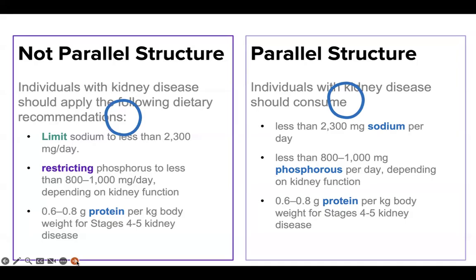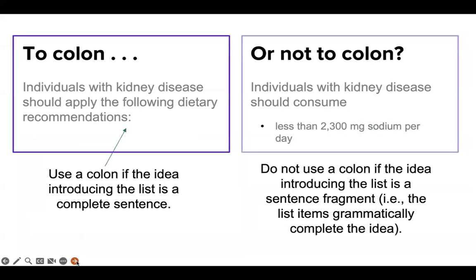each one is used. So if the idea that introduces your list is a complete sentence, you put a colon between your idea and the list. Individuals with kidney disease should apply the following dietary recommendations. That would be a sentence by itself. If it weren't followed with a list, I would put a period after it. So that means I'm going to put a colon after it to precede my list.